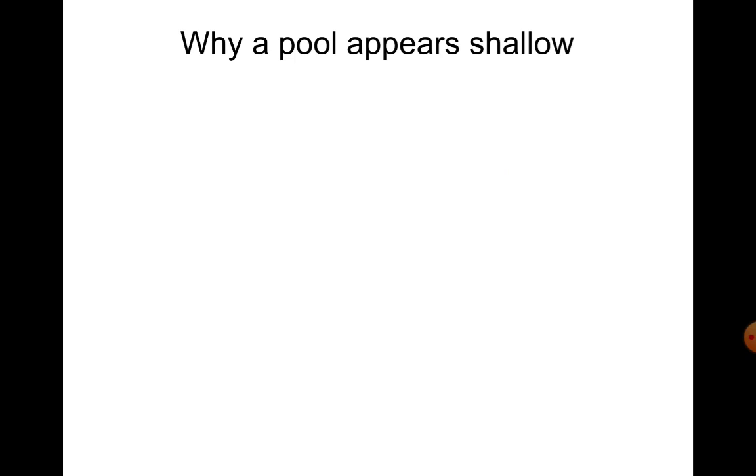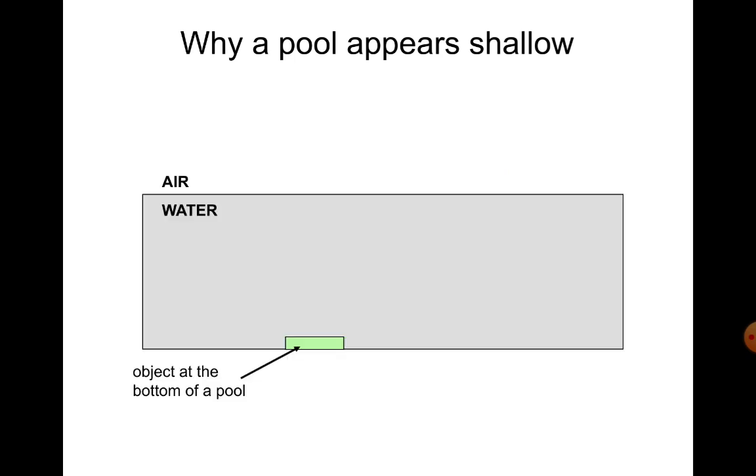Maybe you might have noticed when you go to swim and you look from the side of the pool, that the pool seems more shallow than it actually is. Now let's look at how that works. We have an object at the bottom of a pool. We have water and air. These are the two different media.